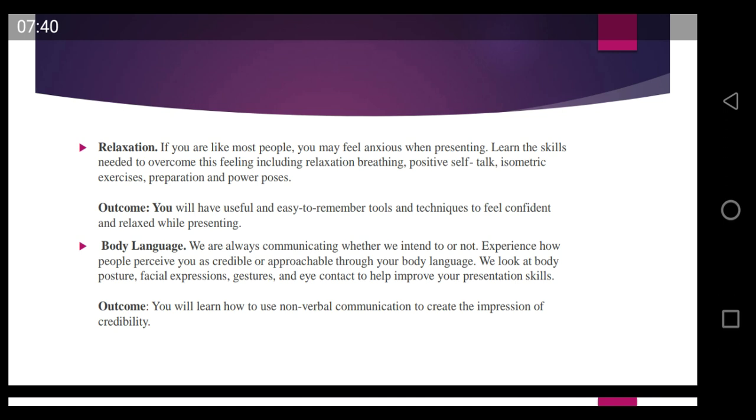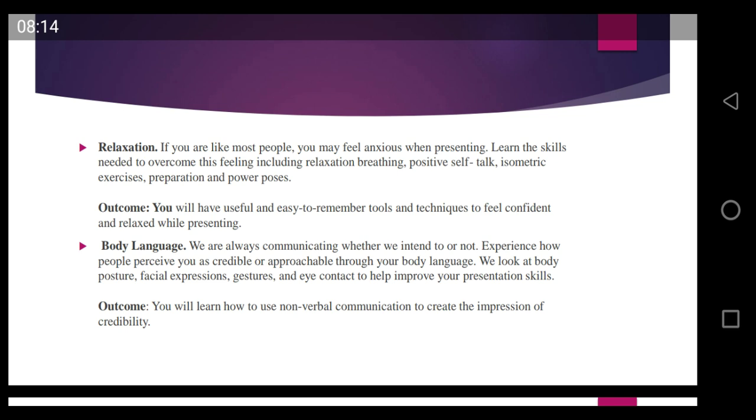Preparation and the power process. What they are telling, friends, is that before going for the presentation, first you should have some self confidence, with positive self talk. Second, before going forward, do some exercise. Third, whenever you come, please be isometric, or you can say, have good preparation for it. Relax, take a deep breath. Once you do that, it will release your tension.